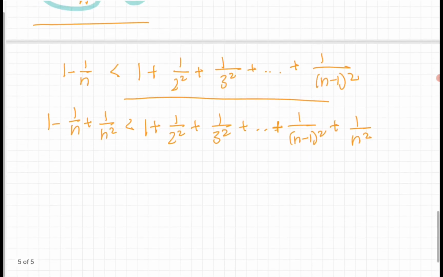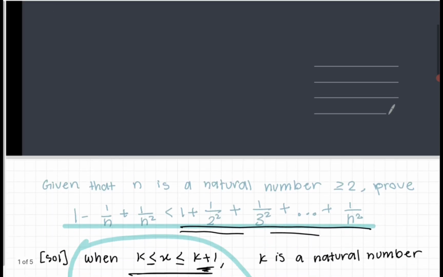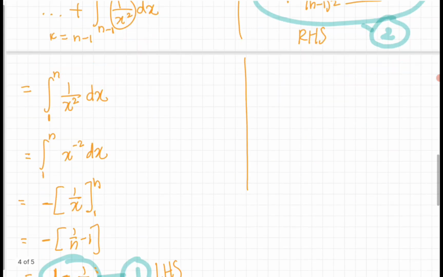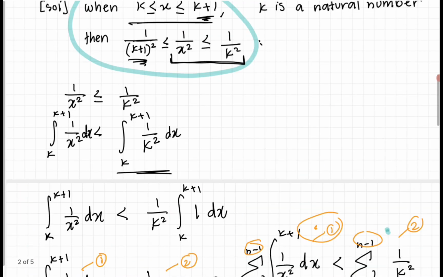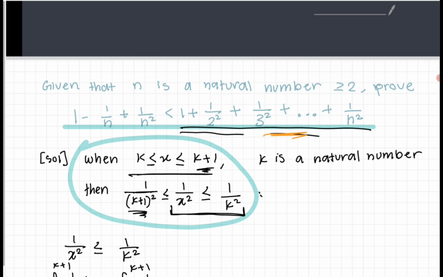And we basically proved this. We know there is not a 1 over n minus 1 squared in the original problem, as we saw over here, but technically it's the exact same thing because this is n squared. The term before it is going to be n minus 1. The term before that is going to be n minus 2. So essentially we proved that 1 minus 1 over n plus 1 over n squared is less than 1 plus 1 over 2 squared plus 1 over 3 squared plus dot, dot, dot, 1 over n squared.